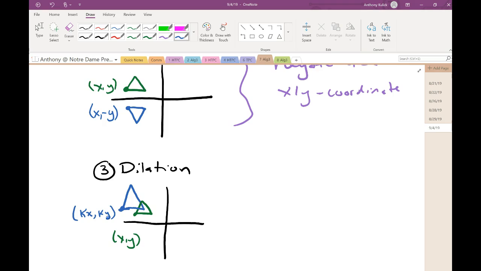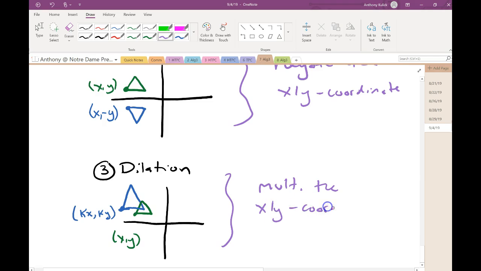So you could multiply the x or the y by the same or different quantity. So you could multiply the x by 3 and the y by a half, and you could do that. So here we're going to be multiplying the x or y coordinate. Is everybody okay with that idea?